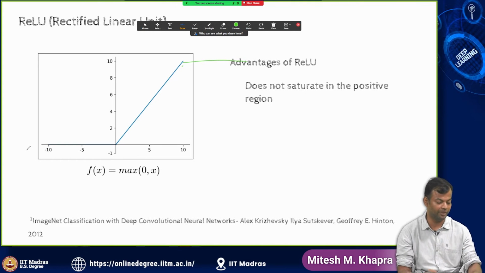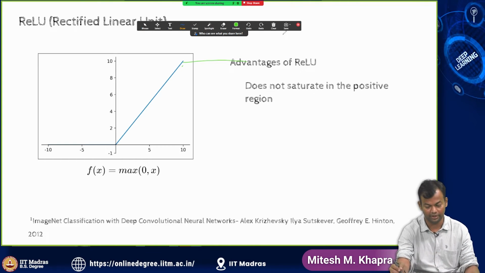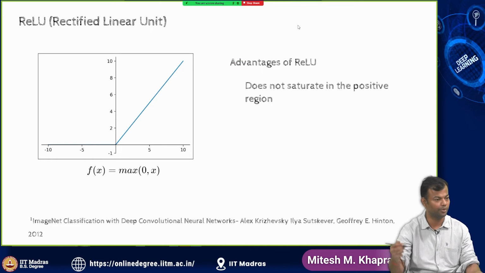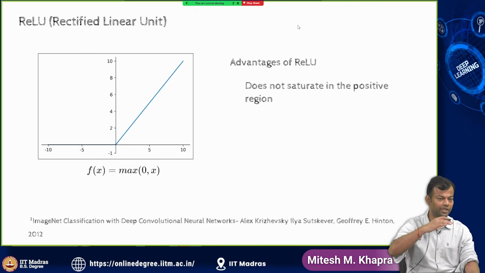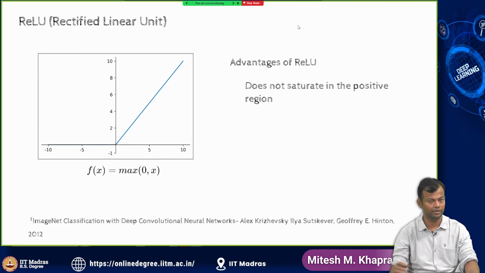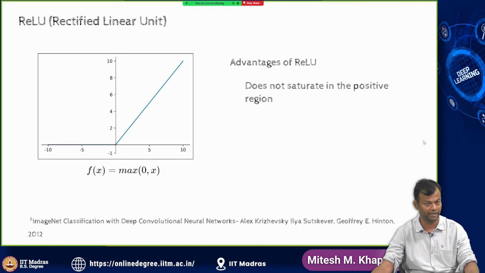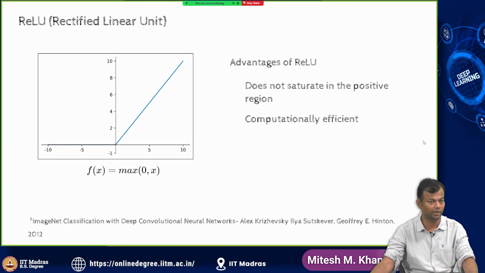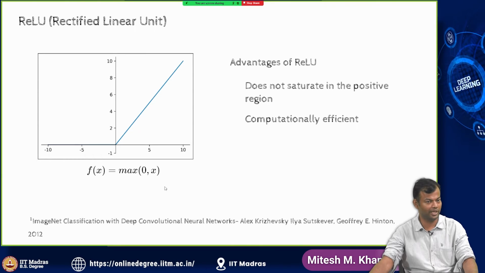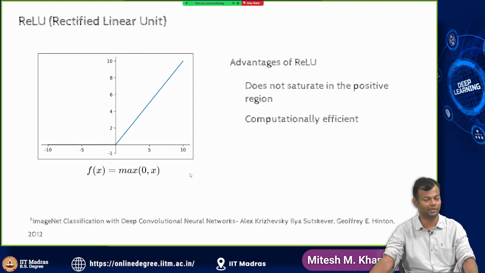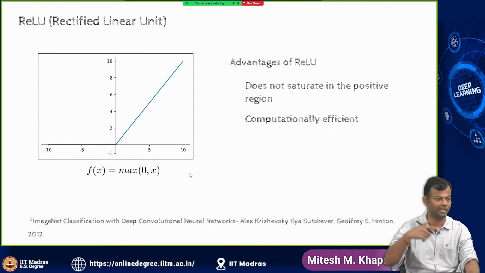But in the negative region, it can still saturate, right? So if your contribution is negative, if the A is negative, then it will be clamped to 0, and of course the derivative would again then be 0, right? So it does saturate in the negative region, so roughly half the problem solved. But computationally it's of course very efficient, right? There is no exponent here, you just look at the value and the simple implementation is: if greater than 0, pass it, right?